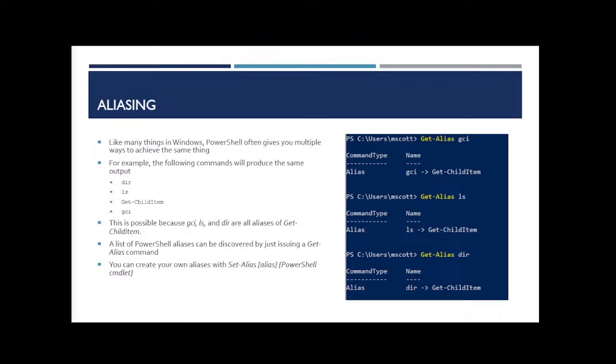Aliasing. So this is a fun little PowerShell thing. Like many things in Windows, PowerShell gives you like 5 different ways to accomplish the same objective. For instance, if we wanted to print all of the files within a directory, we could use GCI, which is just short for Get-ChildItem. We could use dir, we could use ls. So we have 4 different commands that essentially do the same thing. And the reason for that is because they are all aliases of Get-ChildItem, which means if you type GCI, PowerShell knows under the hood to invoke the Get-ChildItem command.